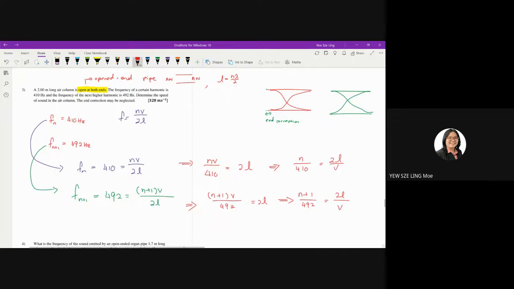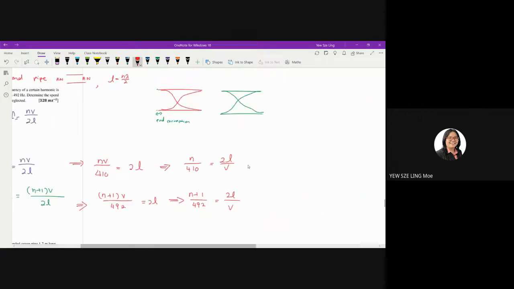So now that I have two equations, I can solve them simultaneously. So N/410 = (N+1)/492. Okay, so rearrange the equations. Oh yeah, I want to find V, not L. Never mind, I can find N first.